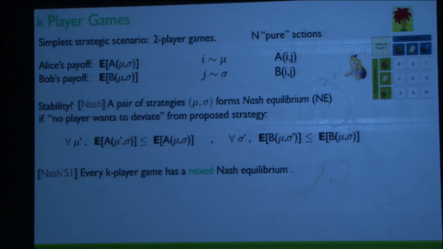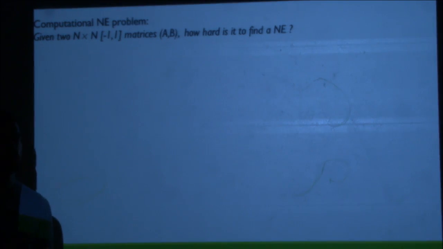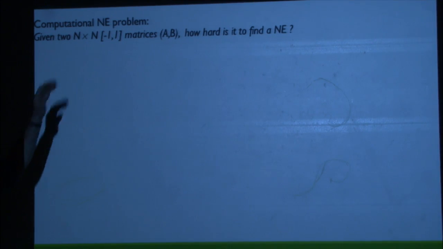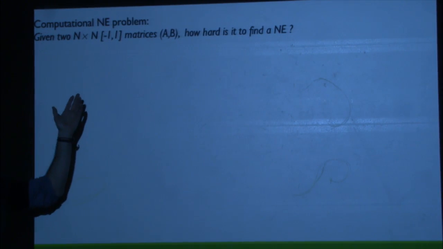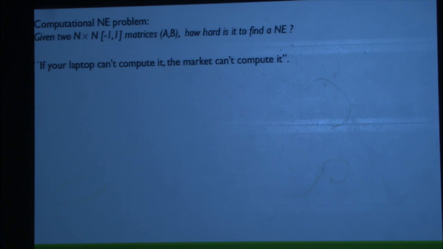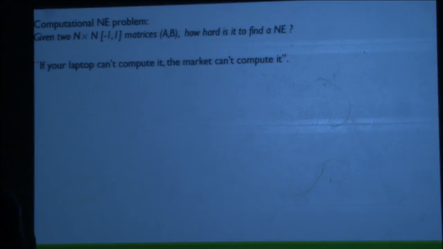And this gave rise to the computational question of how hard it is to actually find a Nash equilibrium given two n by n payoff matrices with, say, payoffs between -1 and 1. This was one of the problems that started algorithmic game theory. It was proposed as a complexity theoretic critique of economics, namely that we shouldn't base economic theories on the ability of solving intractable problems.